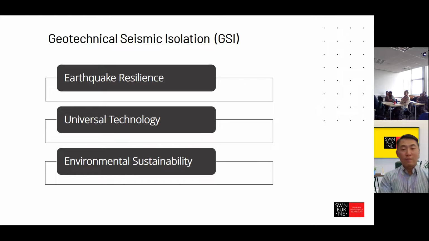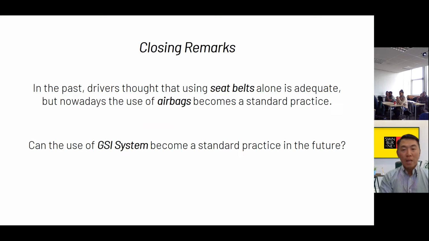The third potential advantage is that, for example, if we are recycling tire rubber, then we can also have another dimension of advantage, which is to achieve environmental sustainability. Not only are we providing disaster resilience or earthquake resilience, we can also recycle waste materials, which adds another dimension of environmental sustainability to this technology.